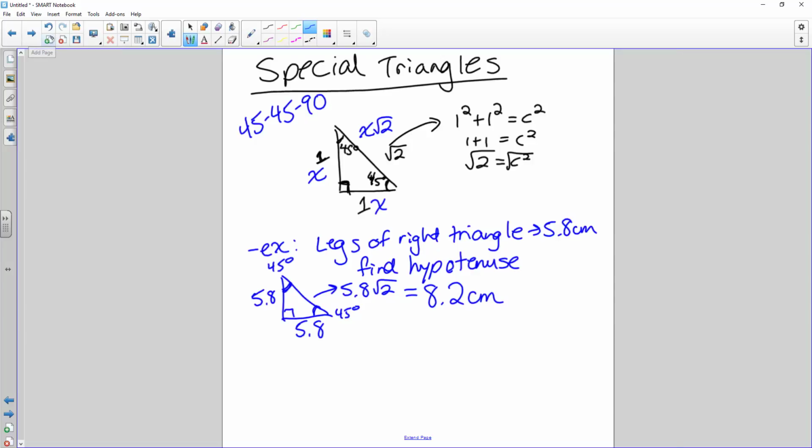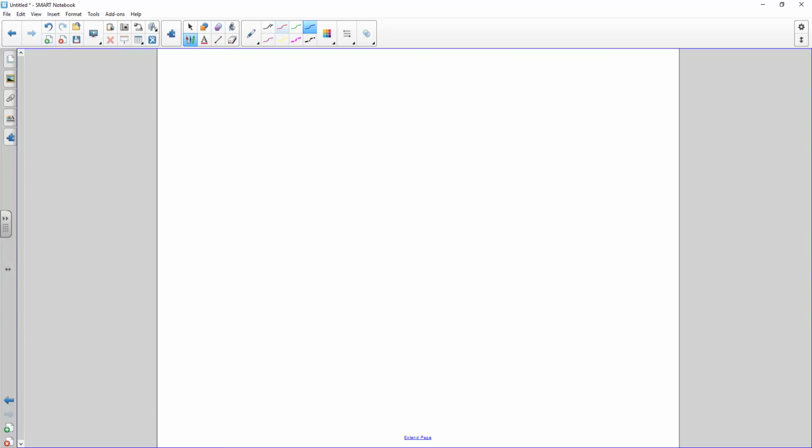Okay, the other special triangle, we're going to start this one off based on what if I have an equilateral triangle all with sides of 2. So if I have an equilateral triangle, all the sides the same, then that means my angles would have to be 60, 60, and 60. Since we have 180 degrees in any triangle, divide that into 3 equal parts, and I get 60 that way. So right now there's no right triangle.